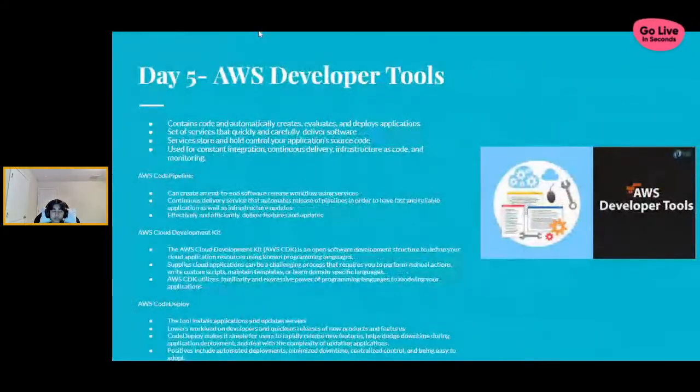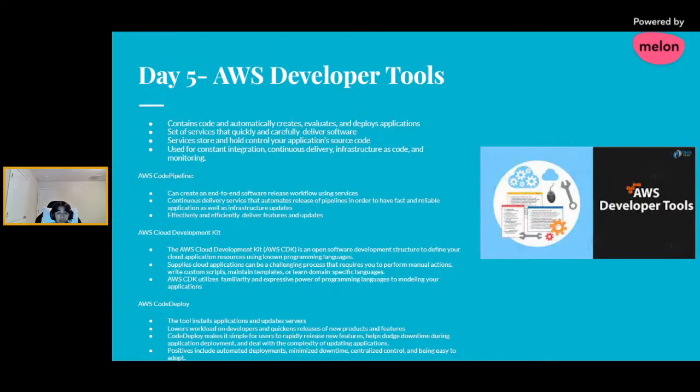All right, on to our final part of the presentation, day 5, which discusses AWS developer tools. AWS developer tools contain code and they automatically create, evaluate, and deploy applications. They're a set of services that both quickly and carefully deliver software. These services store and hold control to your application's source code. They're used for continuous integration, continuous delivery, infrastructure as code, and monitoring.